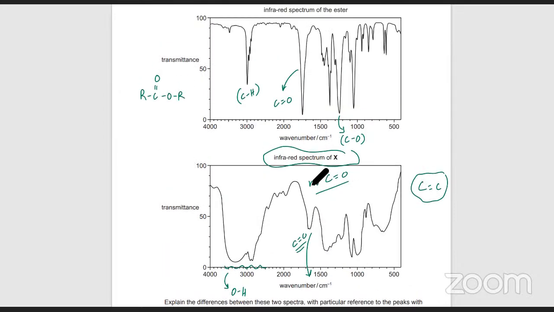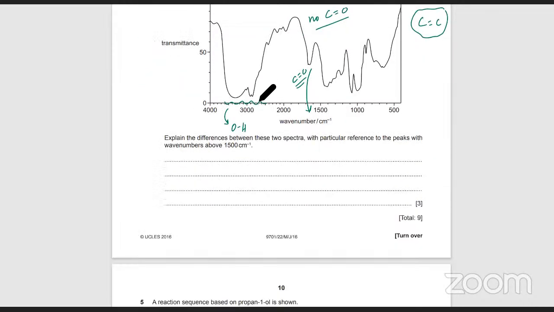So you're just going to quote the values from the table. This has a C=O, this has no C=O. This has got a C=C, plus this one has an OH from an alcohol. That has no OH at all. There's no OH over here. So 3 marks, I think, and you'll get those marks.